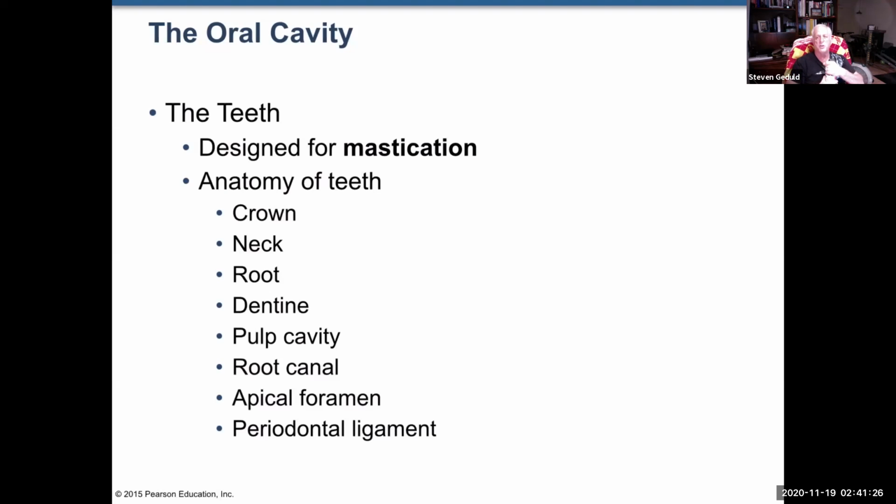The teeth are designed for chewing, for mastication. Every tooth has each of the following. It has a crown, a neck, a root. It has dentin under the enamel. It has a pulp cavity where the nerve of the tooth is. There's a root canal where the nerve runs inside the tooth. There's an apical foramen. Foramen just means opening. Apical is at the bottom of the tooth. There's an opening where the nerve and blood vessels enter into the tooth. And the periodontal ligament is what anchors the teeth to the socket, to the sulcus around the bony structure of the mandible.